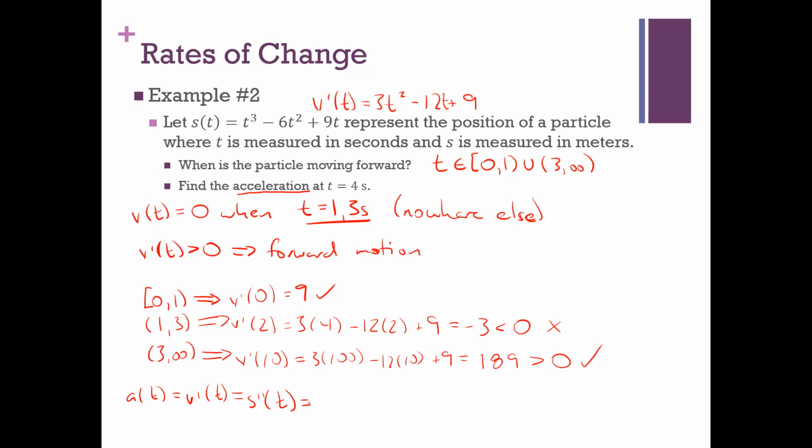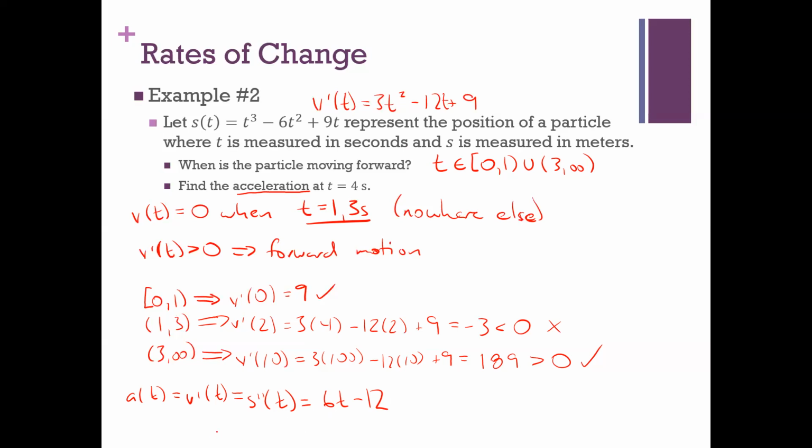So what is the second derivative of s? 16 minus 12. Which really, when we find second derivatives, we are really finding the first derivative of a first derivative. Got to take them in steps.